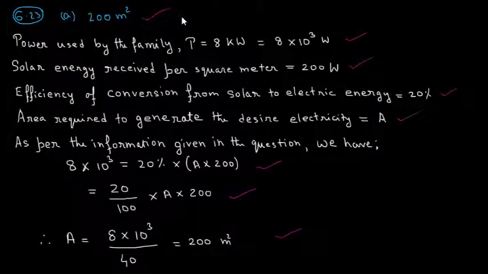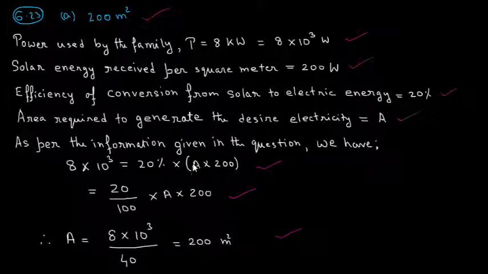The answer is 200 meters square, but we have to understand how we get this answer. So power used by the family P is equal to 8 kilowatt, that is 8 multiplied by 10 to the power 3 watt. Solar energy received per square meter is 200 watt. Efficiency of conversion of solar energy to electric energy is 20%. Area required to generate the desired electricity is equal to capital A.